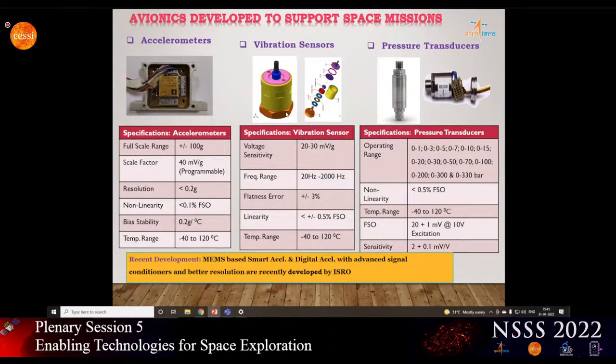Apart from this, if we talk about vibration sensors, as we already know, our sounding rockets, or any kind of launch vehicle, will all experience such levels of vibration, as well as a subsequent pressure build-up in the motor chamber. In order to characterize their profile, and to see how it is working in the right environment, we have miniaturized, high quality sensors with better resolution and very good linearity. All such details are available on our websites also.